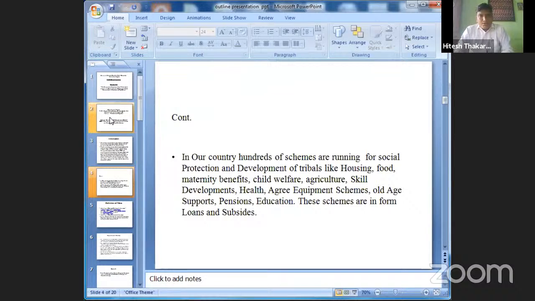In our country, hundreds of schemes are running for social protection and development of tribals, like housing, food, maternity benefits, child welfare, agriculture, skill development, health, agri equipment schemes, old age support, pensions, education. These schemes are in the form of loans and subsidies also.